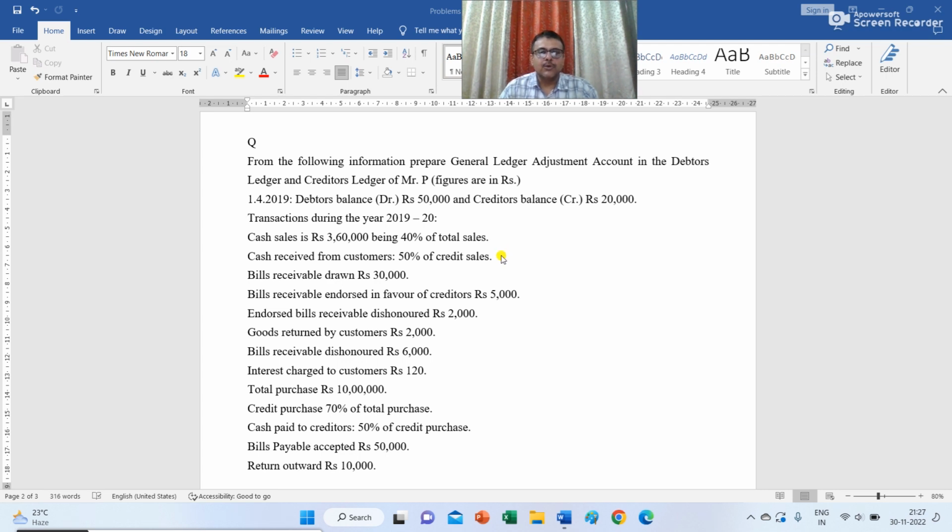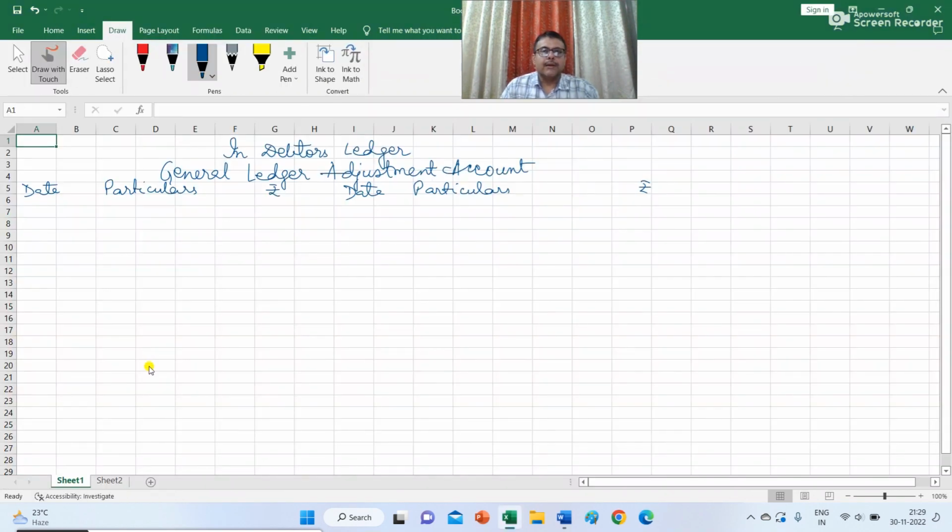Total purchase rupees 10 lakh. Credit purchase 70% of total purchase. Cash paid to creditors 50% of credit purchase. Bills payable accepted rupees 50,000. Return outward rupees 10,000.